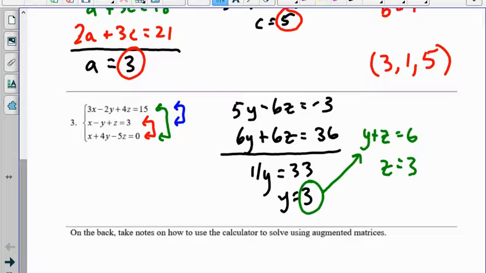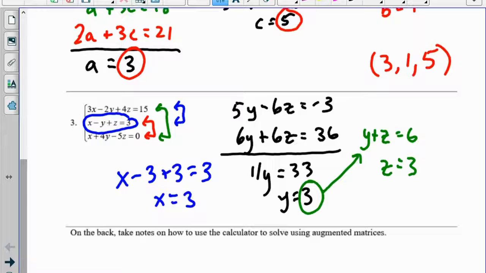Since we got rid of x, we're going to get x last. So I'm going to take y equals 3 and z equals 3 and substitute them in. So x minus 3 plus 3 equals 3. Obviously, I picked the middle one because all of the variables have very minimal amounts of numbers in them. So x minus 3 plus 3 means x equals 3. And so it looks like all of the variables equal 3 in this problem.